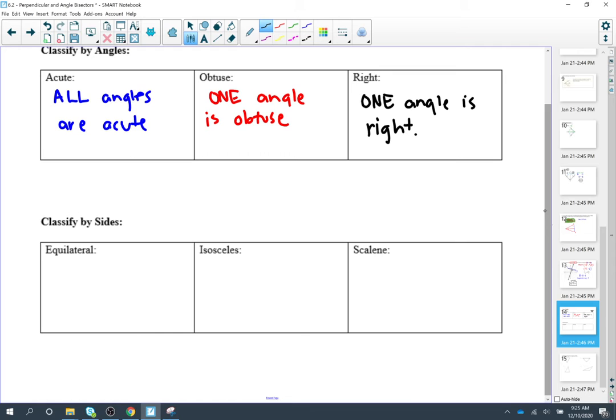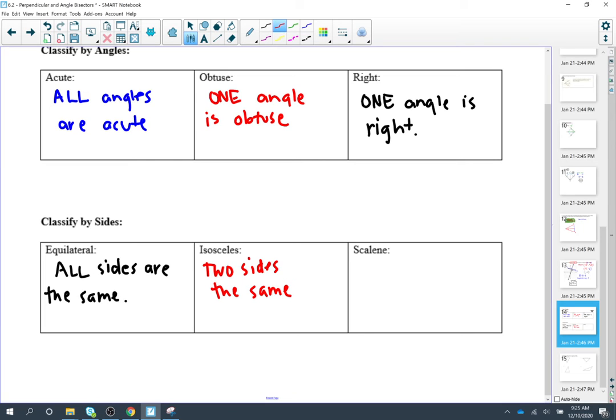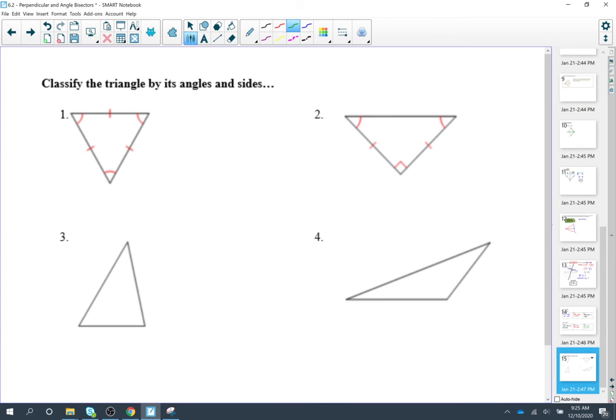That's if we classify it by its angles. Now, what if we classify it by its sides? So if we classify it by its sides, we can have an equilateral triangle, which means all three sides are the same, or you could say equal. Okay? Isosceles, two sides the same, or congruent or equal, however you want to say it. And then scalene, no sides, or none, the same. That's a scalene triangle.